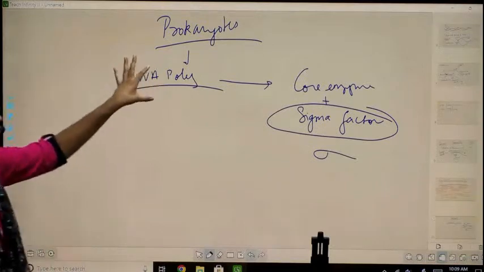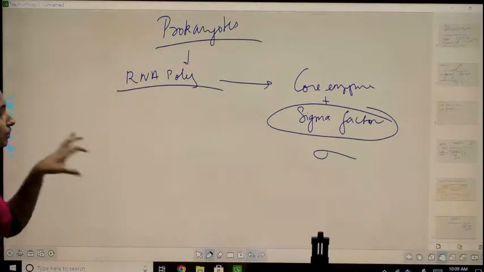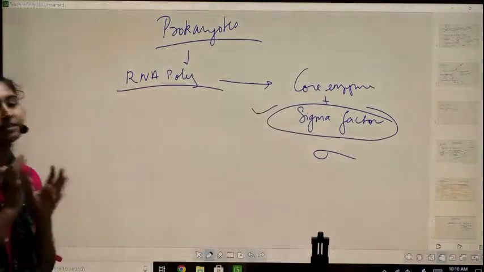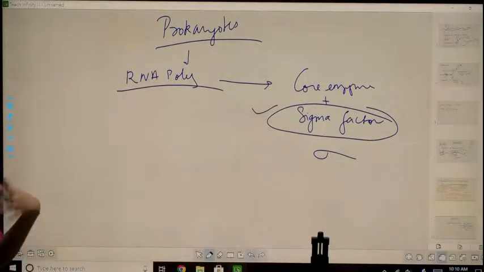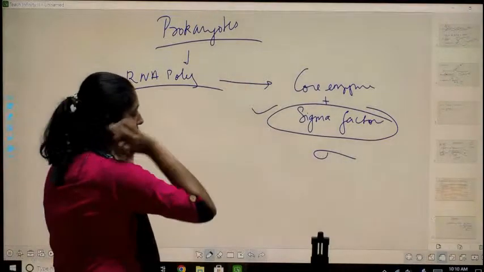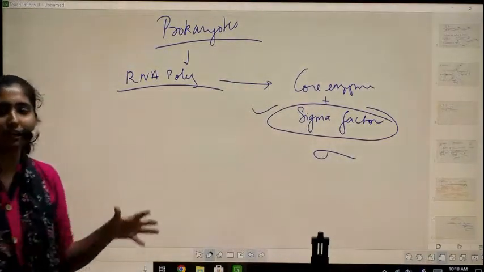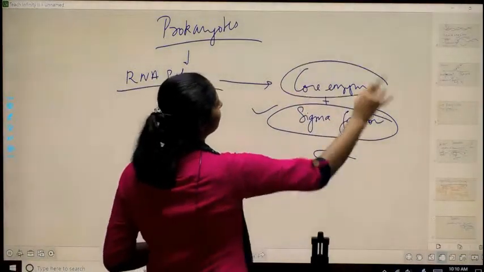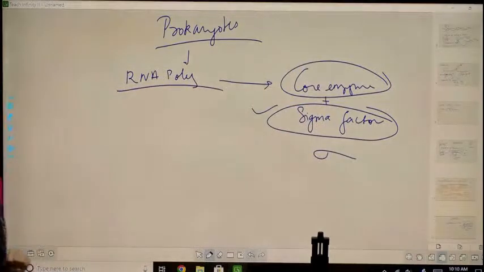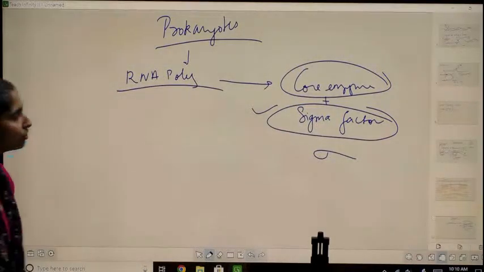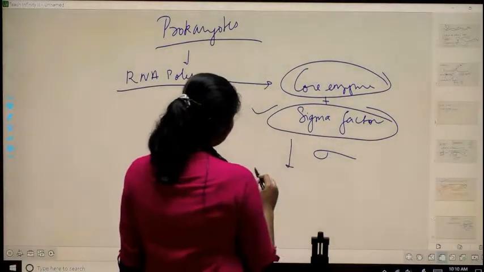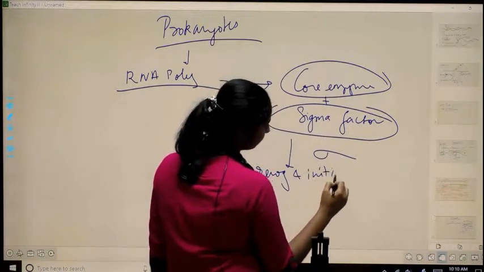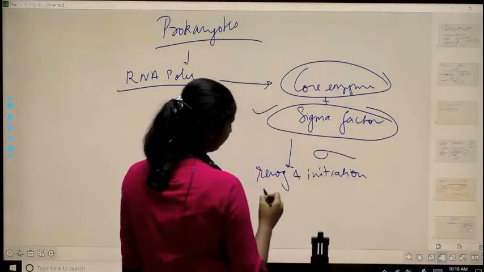So when RNA polymerase first binds with the promoter region, it is the sigma factor that recognizes the promoter sequence, right? After recognition, the function of the sigma factor is done. So what will it do? It will dissociate from the RNA polymerase and only the core enzyme will remain, right? And the rest of the transcription process is done by the core enzyme. Sigma factor is involved in recognition and initiation of transcription.